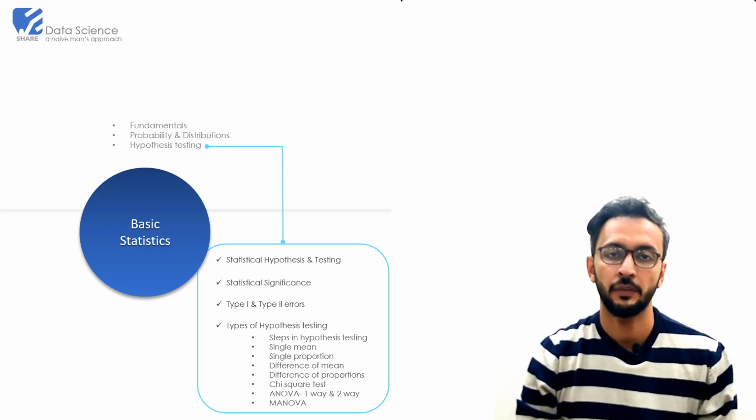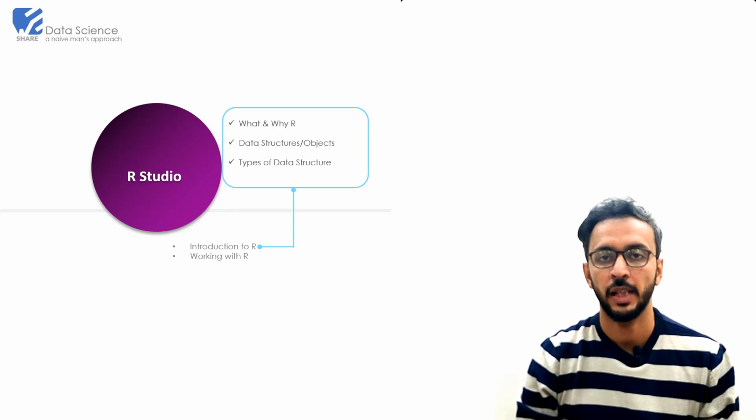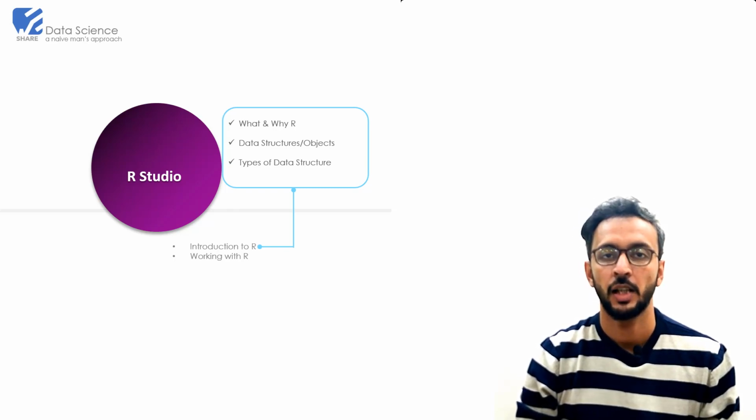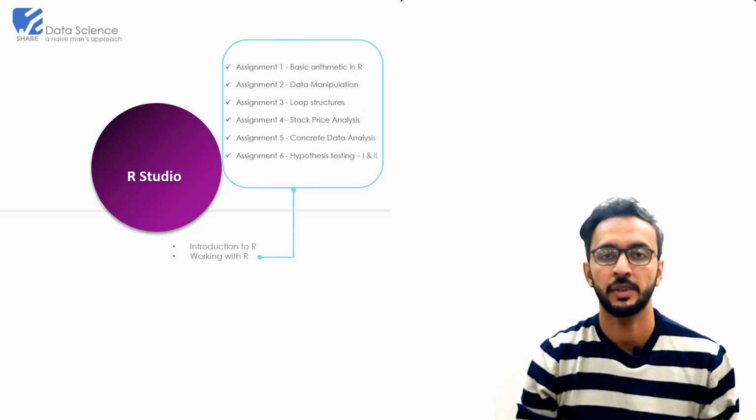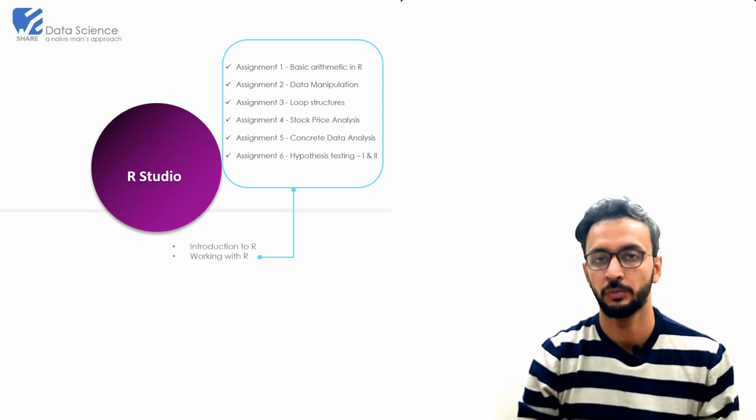And now let's see what we have covered in module 2. So in module 2 we were introduced to R. So we learnt about R and the reasons for using it. Then we talked about the data structures and what are different types of data structures. Then in the next section we did some assignments in R. In total, we did 6 assignments in this section. So that is what we have covered in module 1 and module 2.